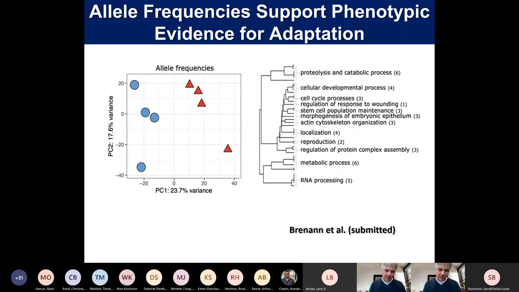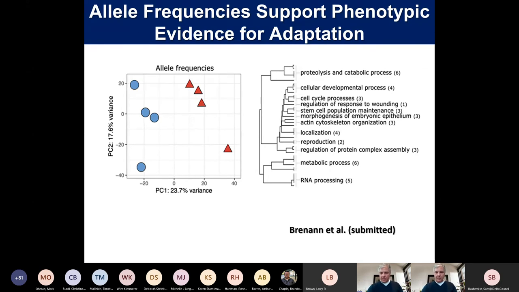And those allele frequencies represent divergence of a lot of functional genes that are shown here. I don't have time to discuss them all. But the point is that the phenotypic changes you were seeing are consistent with genetic changes in the population, and hence I'm making the argument that indeed what we see is evolutionary adaptation, not something else.